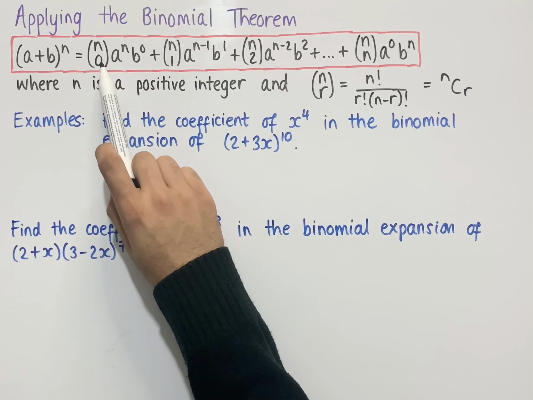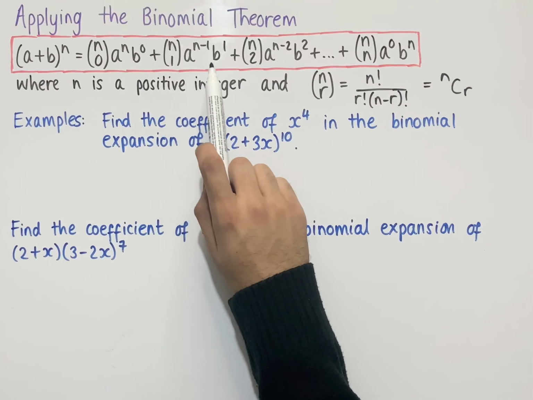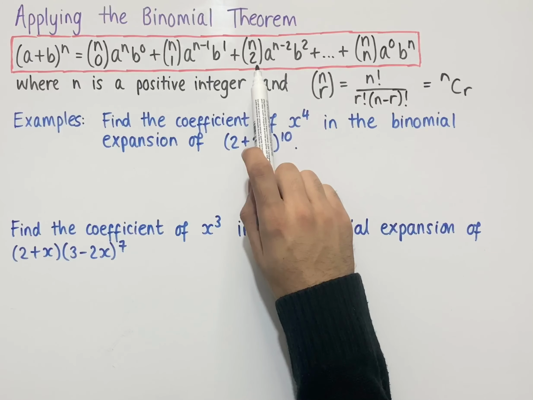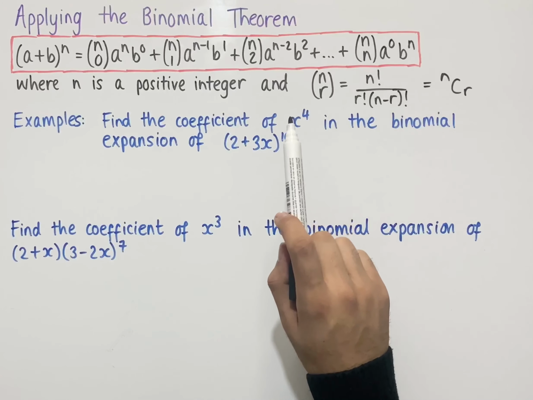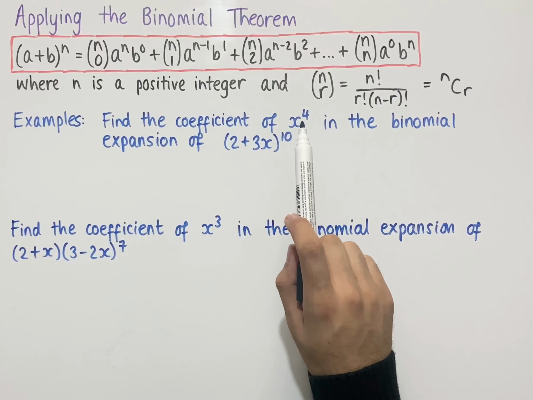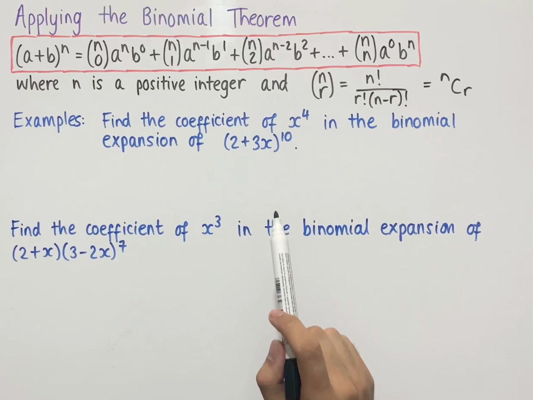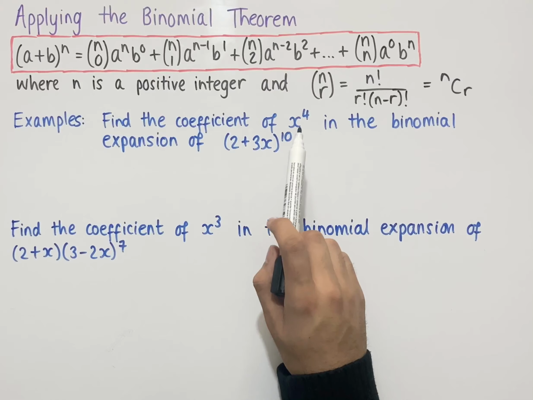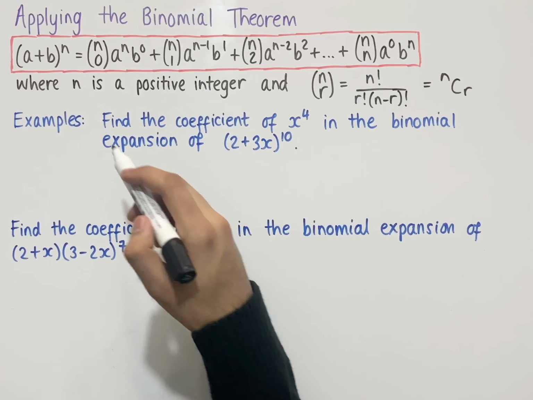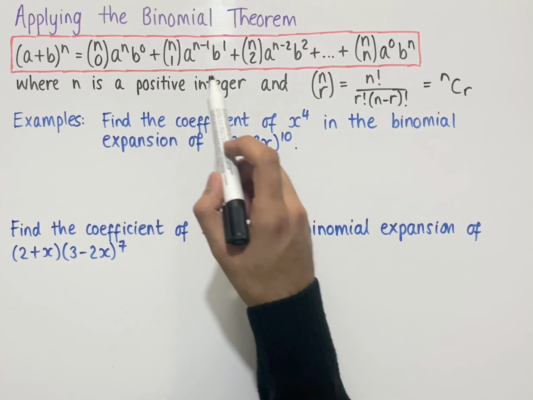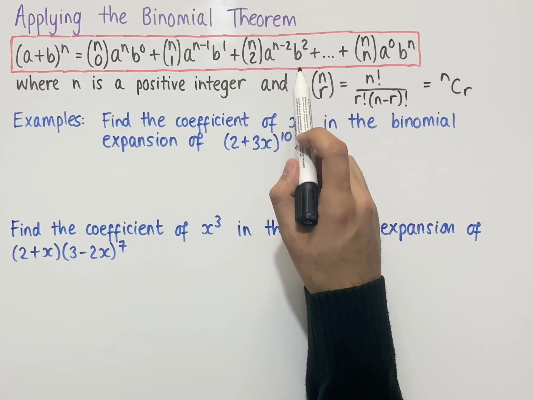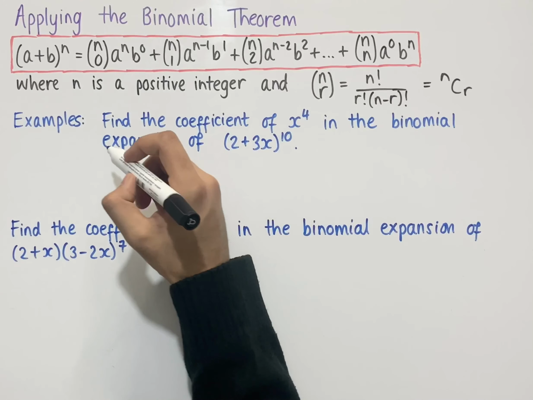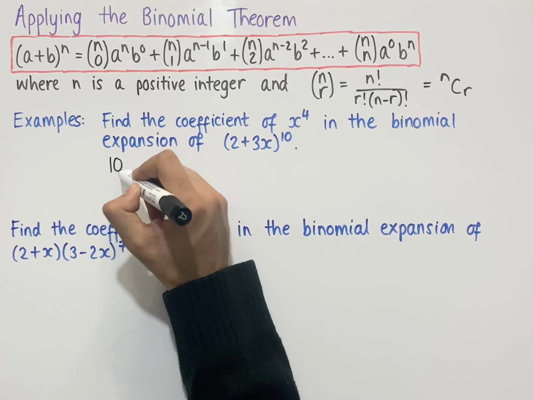Looking at the first term again, when b is to the power of 0, we're choosing 0. We have n choose 0. When b is to the power of 1, we're choosing 1. When b is to the power of 2, we're choosing 2. So essentially, if we want b to be to the power of 4, we need to choose 4. In this case, the term that has x to the power of 4 within it is the following. We have n choose 4, so that b has a power of 4, and in our case n is equal to 10, so we would have 10 choose 4.